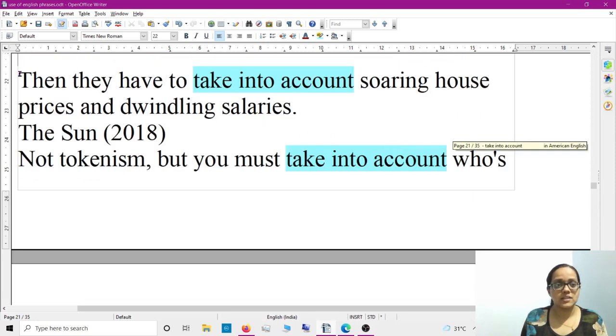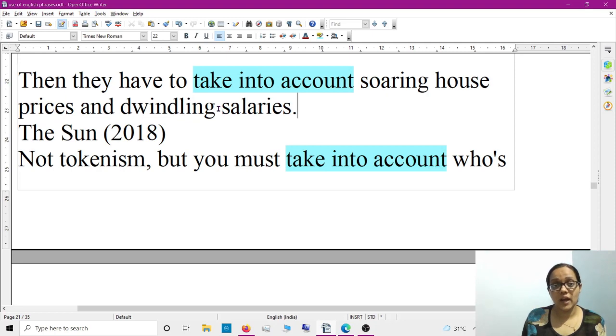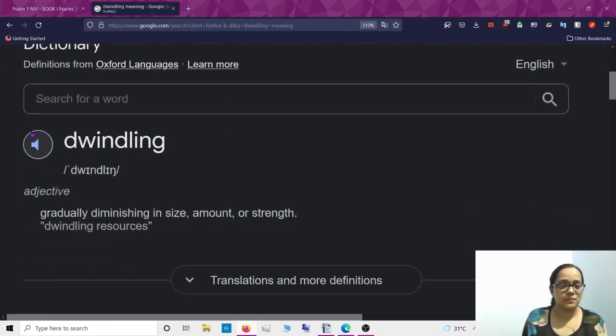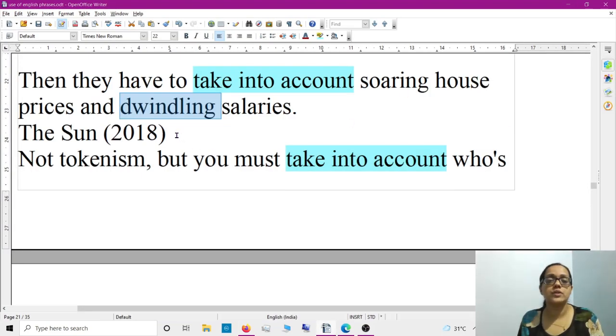The next sentence is: Then they have to take into account soaring house prices and dwindling salaries. Take into account means consider. Dwindling means gradually diminishing in size. So that is known as dwindling resources, dwindling salary, gradually reducing salary.